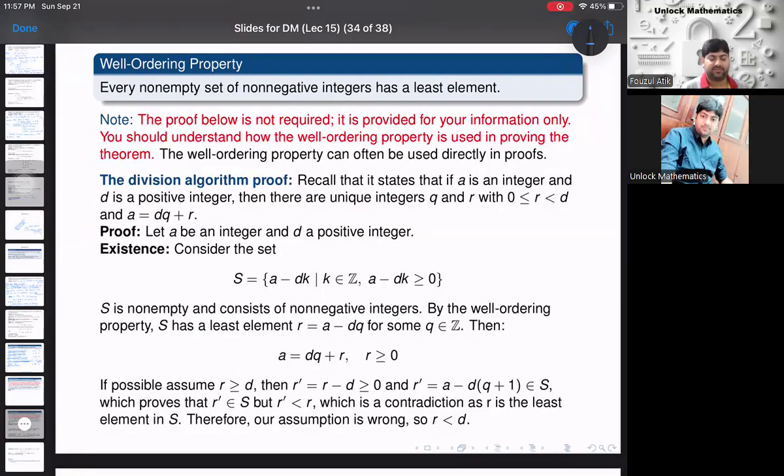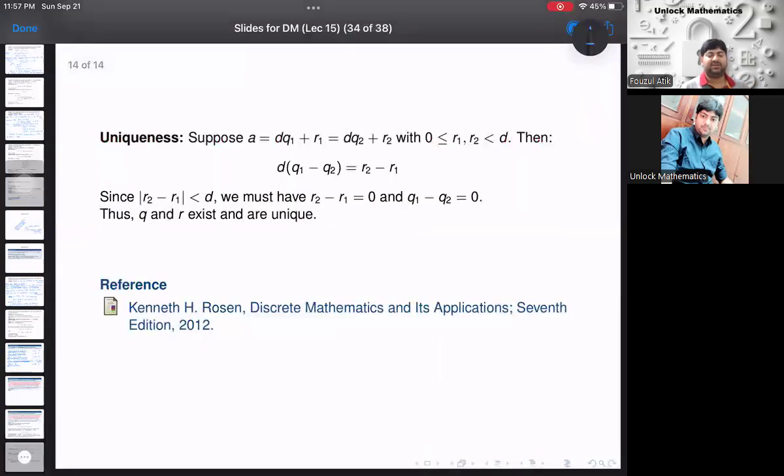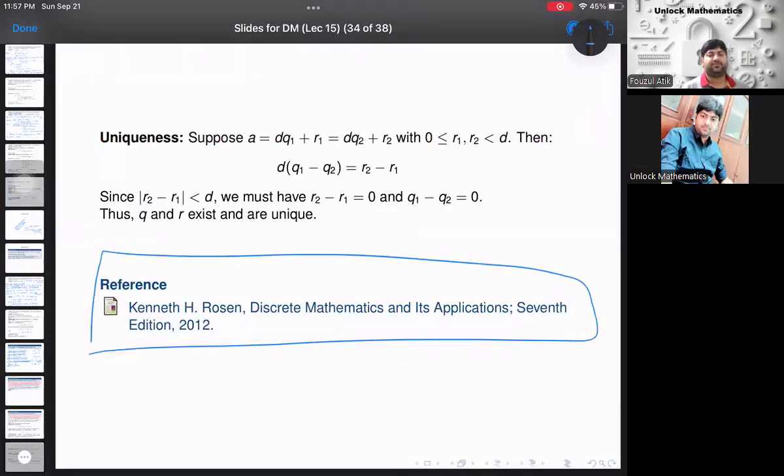So this is the theorem. I am done with my lecture. All the content I have taken from this book only. So thank you very much.